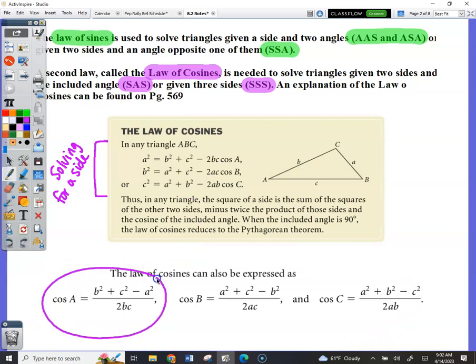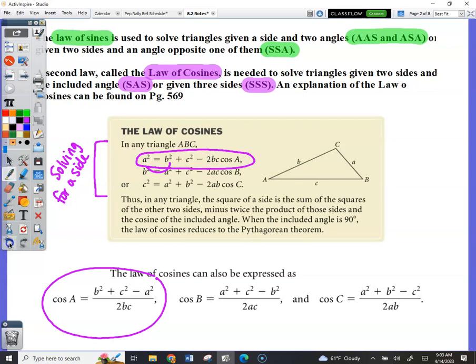In this example right here, you plug everything in and you would just hit second cosine of that and get your answer. You wouldn't have to come up here, plug everything in, subtract this, divide by negative 2bc, and then second cosine. You wouldn't have to do that. I've already done it for you. See how it's already over here?